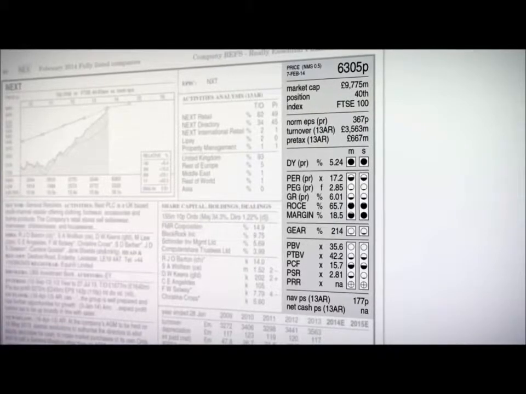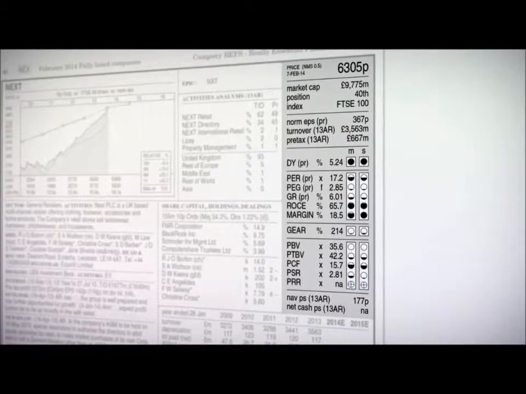This column starts with the date and price at the last close of business. It then lists a series of key statistics including earnings per share, pre-tax profits, dividend yield, price to earnings ratio and gearing. REFS unique moons rank each statistic within the market M and sector S. Black moons represent more attractive and white or empty moons less attractive.